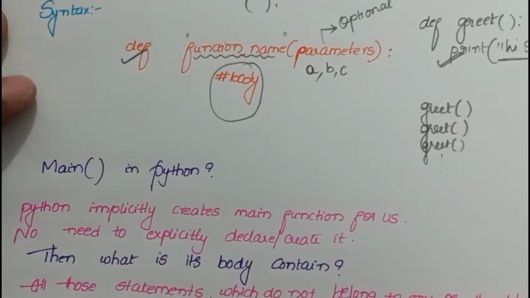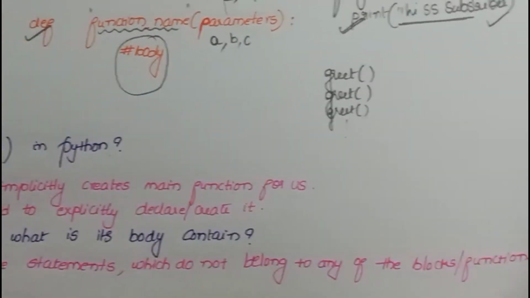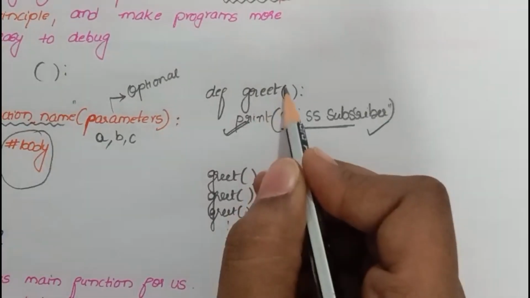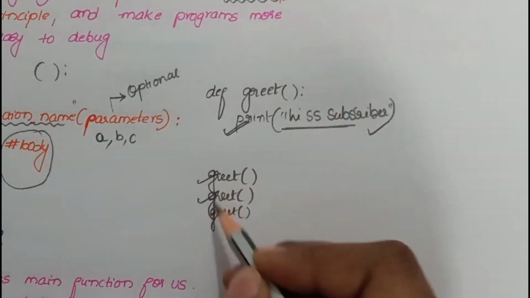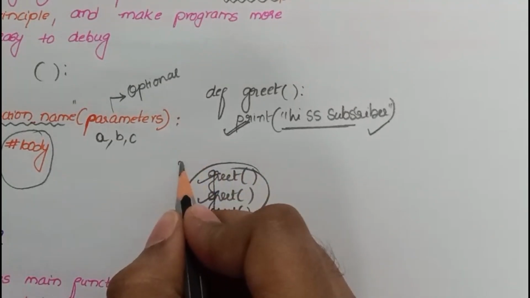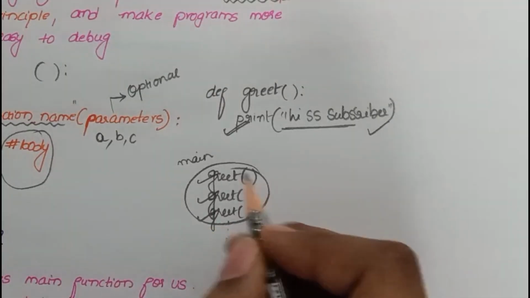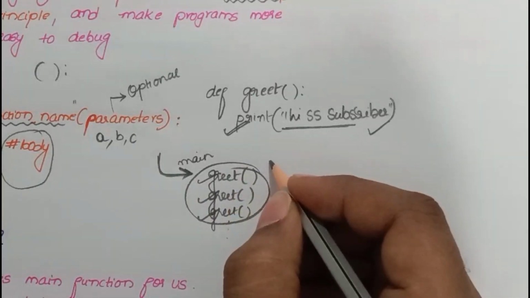Then, what is that certain code? All those statements which do not belong to any block or function will be part of the main function. Here you can see this print statement is a part of the greet function. Then what are the statements which do not belong to any block or any function? These three statements do not belong to any block or function. So these will be part of main. So the main function will be here. We do not explicitly declare, define or create it. Python by default assumes the body of the main function contains those statements which do not belong to any function or block. So the main function will be created here, and Python treats these statements as the body of the main function, and from here program execution takes place.